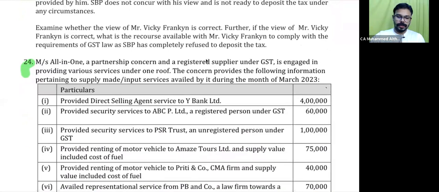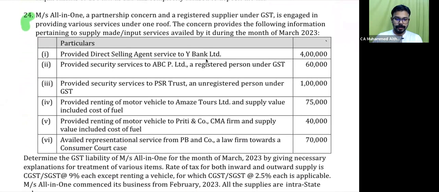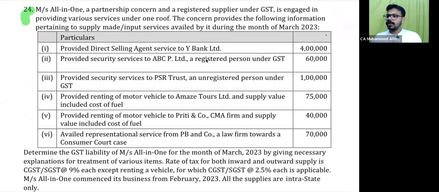So the next question, number 24. Please do it. Mrs. All-in-One Partnership firm, a concern and registered supplier under GST, is engaged in providing various services under one roof. The concern provides the following information pertaining to supplies made or input services availed by it during the month of March 2023. They provided DSA services, security services, and different other services. Now you have to determine the GST liability of Mrs. All-in-One Partnership firm.